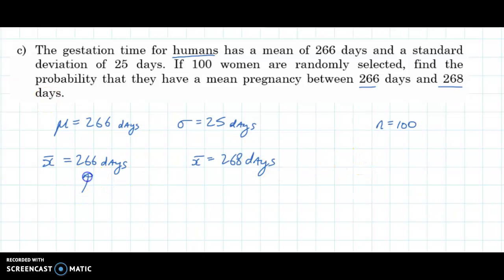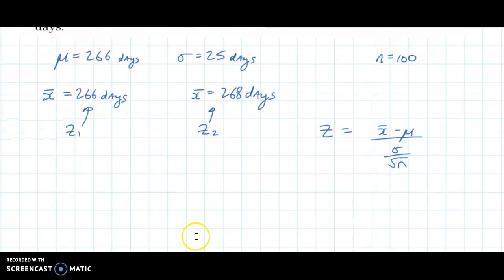We're going to get a Z score here, let's call that Z sub 1, and a Z score here, Z sub 2. Now, to get a Z score for this situation where you have a sample, it's going to be X bar minus mu over sigma over root n, where X bar is the sample mean. So for Z1, X bar is going to be 266. For Z2, X bar is going to be 268. The rest of the stuff stays the same. So I'm going to scroll down here a little bit.